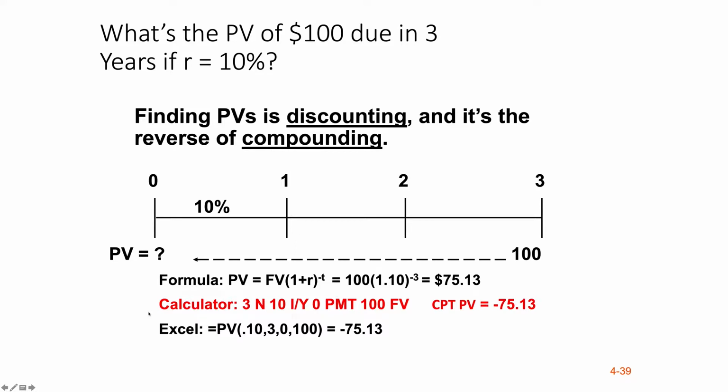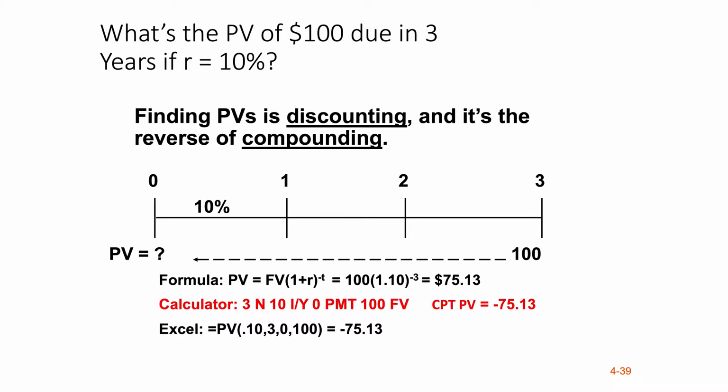$75.13. It shows you a negative sign. The negative sign just shows it's the opposite sign of a future value. We usually use it that way, but you don't have to report it. So the present value is negative $75. You say present value is $75. Okay.